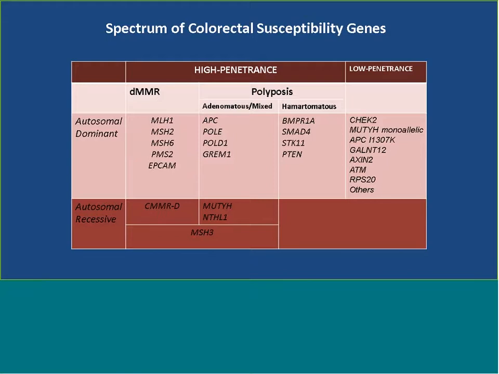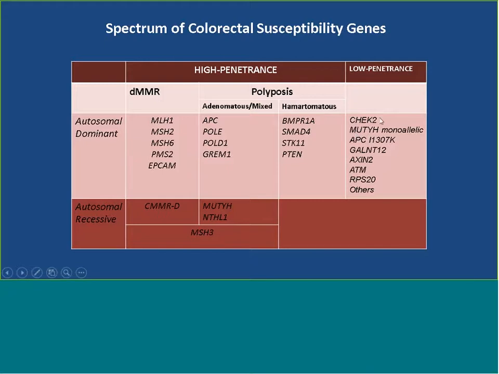So in addition to the Lynch syndrome genes that are demonstrated right here, in addition to the adenomatous genes like APC and autosomal recessive MYH, there are now a number of novel genes associated with adenomatous polyposis. For POLE and POLD1, the clinical phenotypes are still being elucidated. GREM1, probably with a mixed polyposis picture. And then, of course, there are the low penetrance colon cancer susceptibility genes.